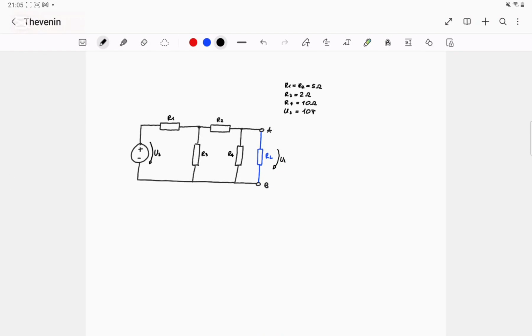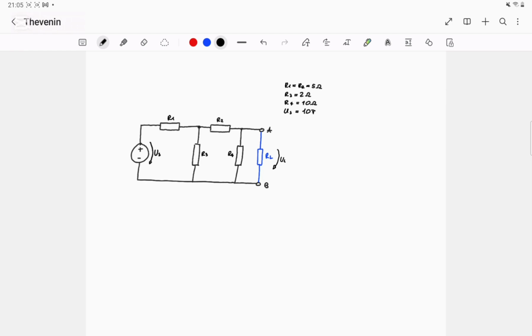In this video, we're going to look at how you can convert a given circuit, viewed from the terminals A and B, into its Thevenin equivalent circuit. The idea is to simplify the original circuit so that, from the perspective of the terminals, it behaves in the exact same way, but is much easier to analyze.